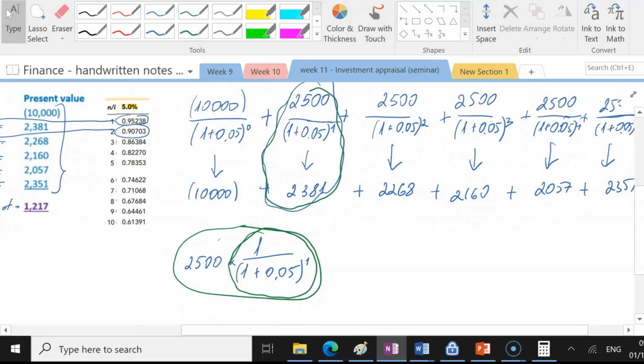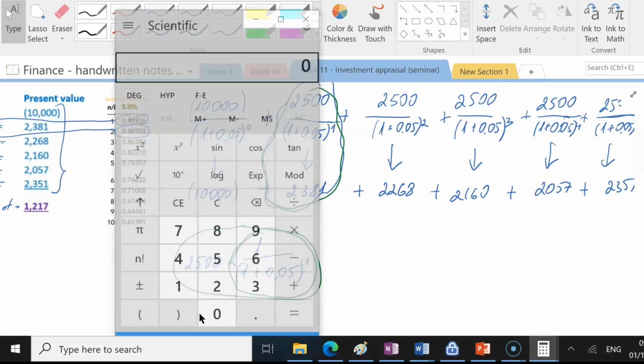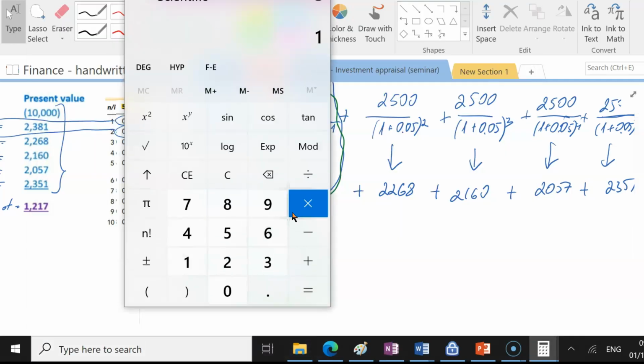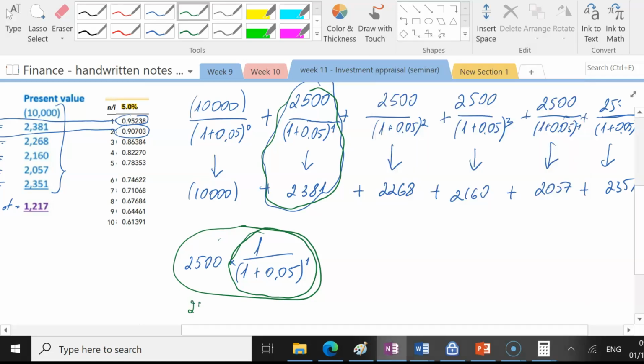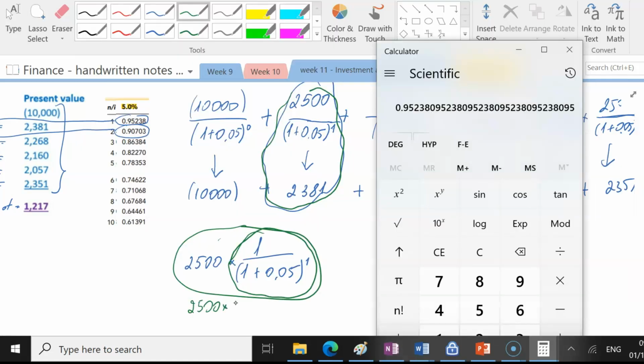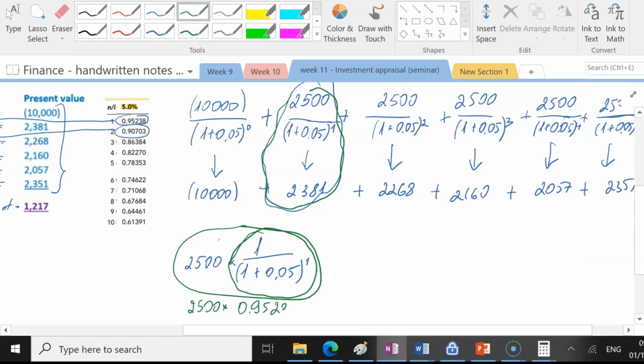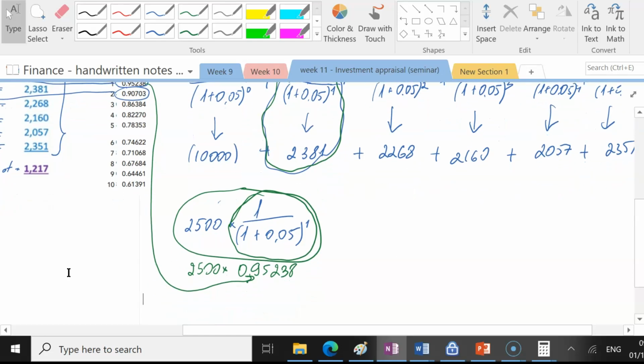So if you want, let's check calculator. So we take 1 and divide by 1.05. And this will be the result of this. I just write it down. 2,500 times 0.95238. This is what we've calculated, right? And this is what we've got here. This is the number, 0.95238. It's been calculated already, so it's just easy.